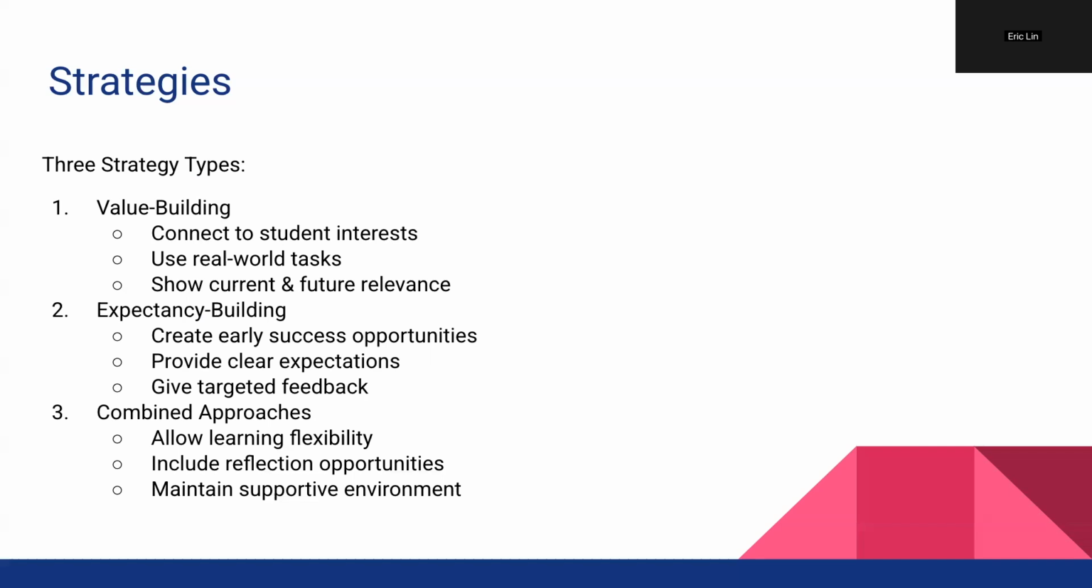Finally, we have combined approaches that create an optimal learning environment. By offering appropriate choices in how students learn, incorporating moments for reflection, and maintaining a supportive atmosphere where questions and mistakes are welcomed, we create conditions where motivation can flourish. These strategies work together, implementing elements from each type creates the strongest foundation for student motivation. Consider how you might incorporate one strategy from each type in your next lesson.